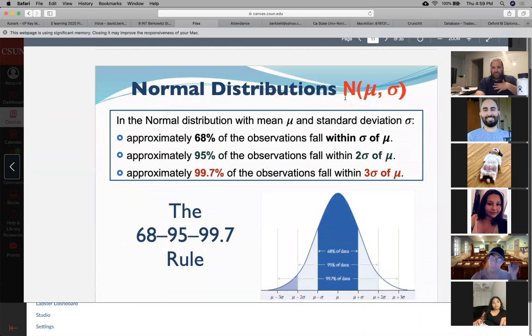The notation we use is N of mu, sigma. This tells you that it's normal. This tells you the mean. This tells you the standard deviation. If you go one deviation from the mean in either direction, 68% of the data is going to fall in there. If you go 2, 95%. And if you go 3, you get 99.7%. Okay? That's the 68, 95, 99.7 rule, which we've done before.